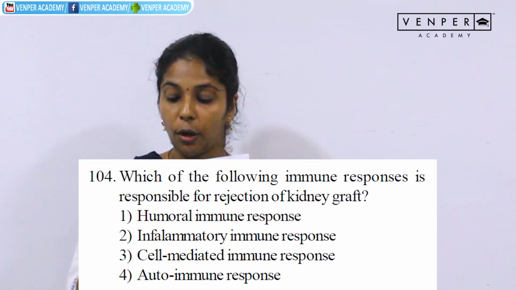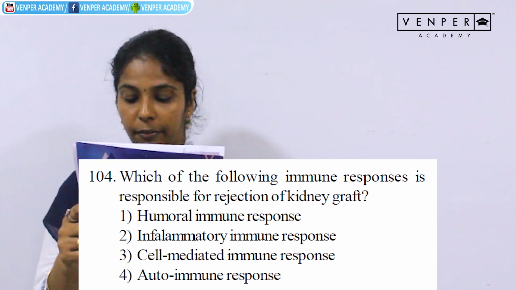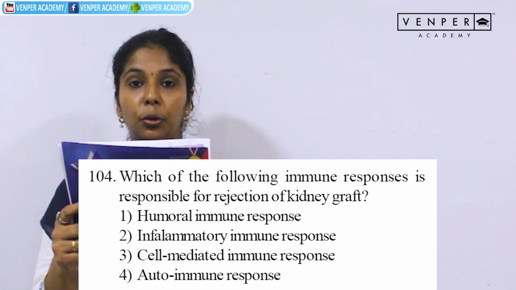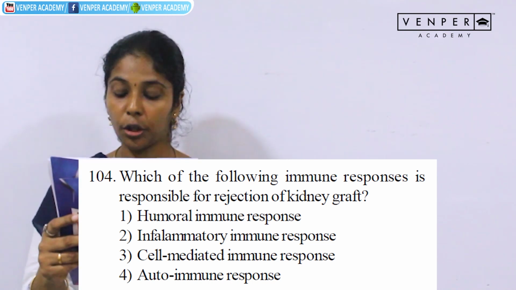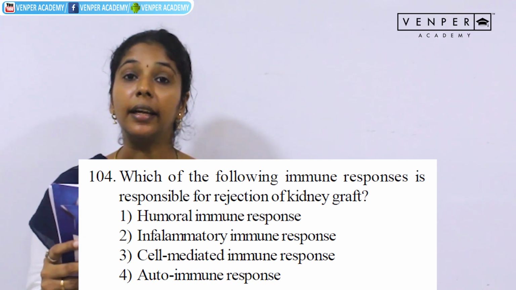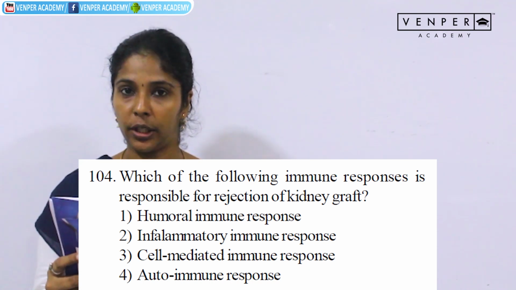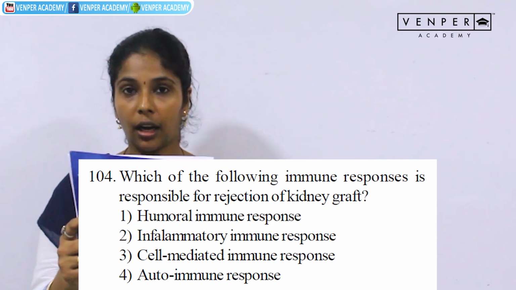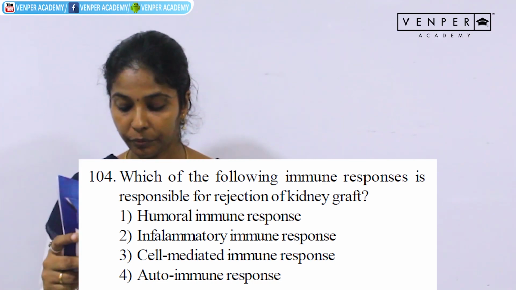Question number 104. Which of the following immune responses is responsible for rejection of kidney? Options are option 1 humoral immune response, 2 inflammatory immune response, 3 cell mediated immune response, and 4 autoimmune response. The rejection of kidney graft is done entirely by T lymphocytes, and T lymphocytes are responsible for cell mediated immunity. B lymphocytes are responsible for humoral immunity. So the correct option for this question is option number 3, cell mediated immune response.